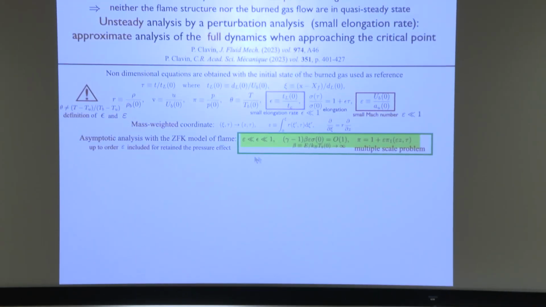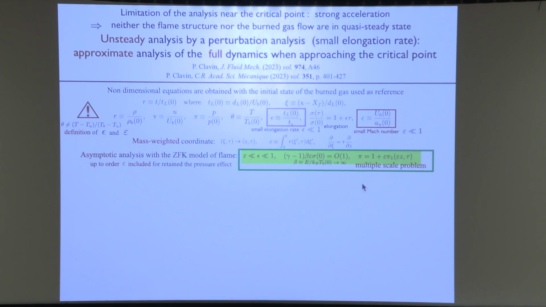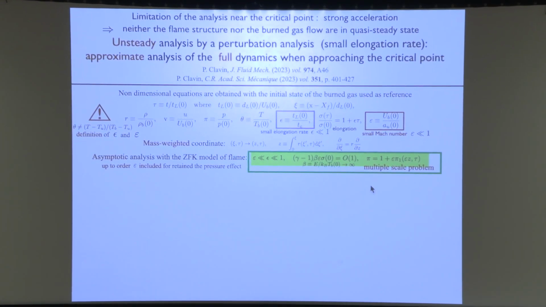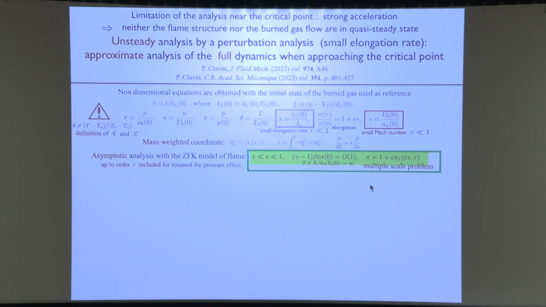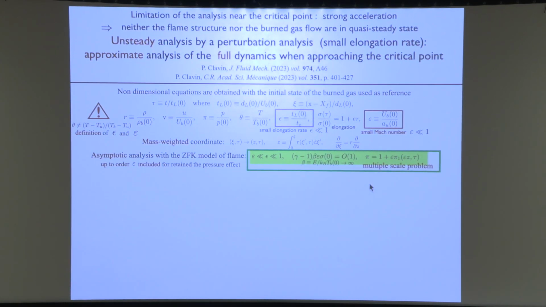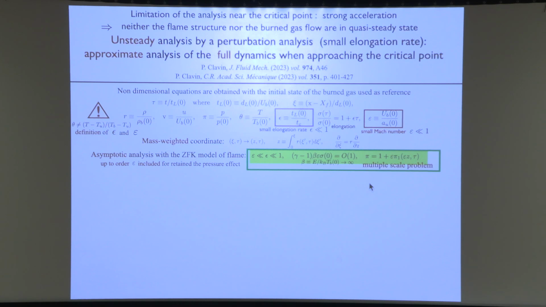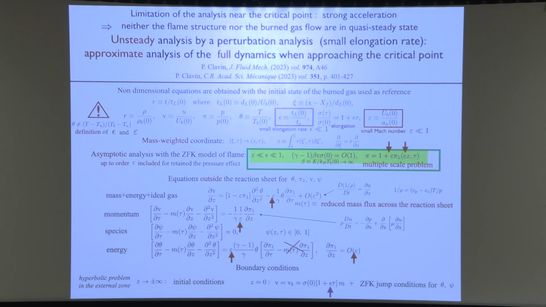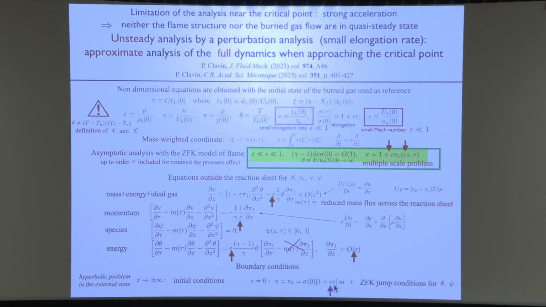Okay, and here is an asymptotic analysis, so I don't want to enter into the detail. The advantage of asymptotic analysis is that they are systematic. There is no uncontrolled approximation. You just control the approximation by the asymptotics. Once again, the elongation rate is going to be small.